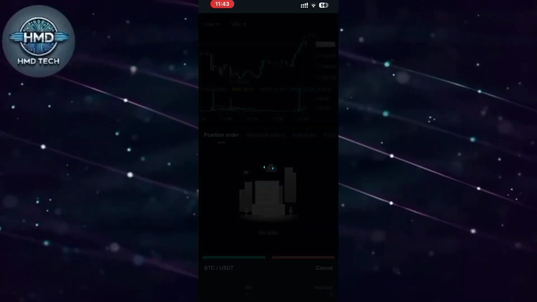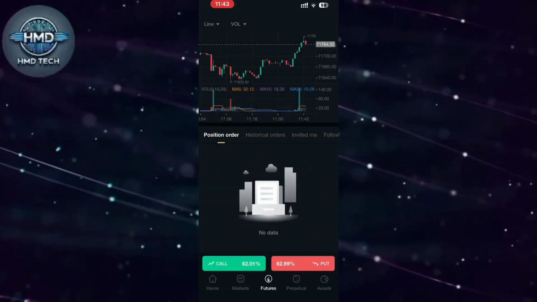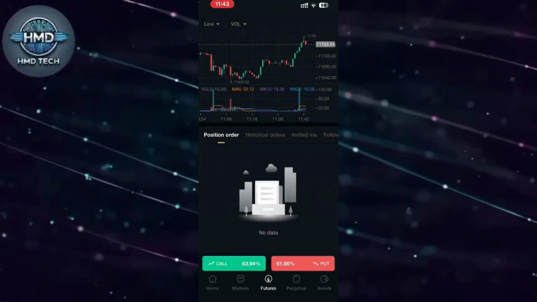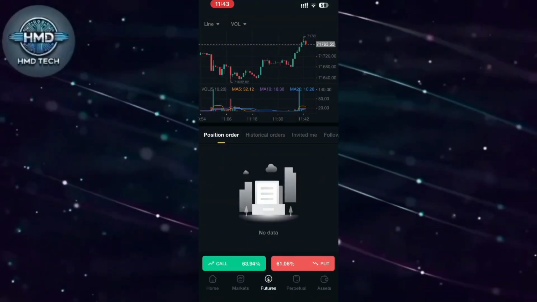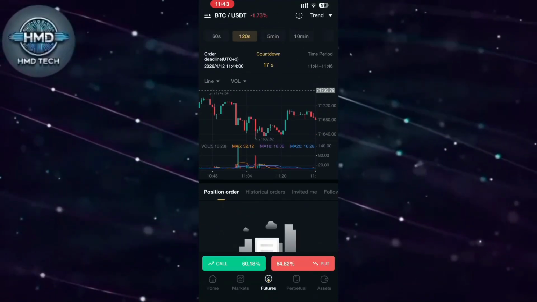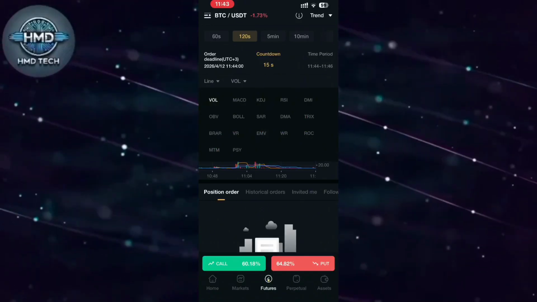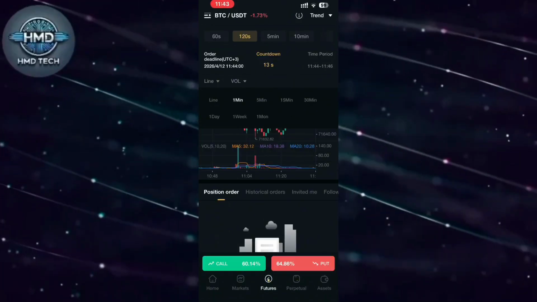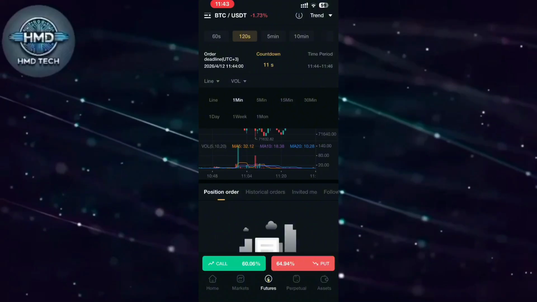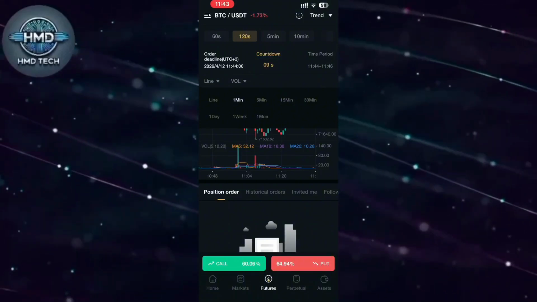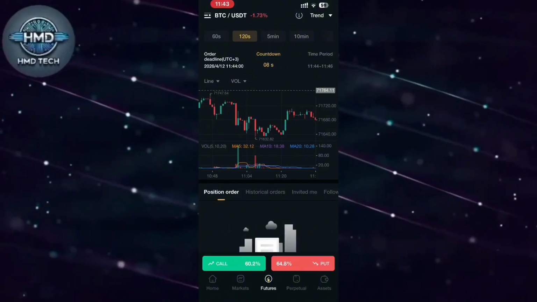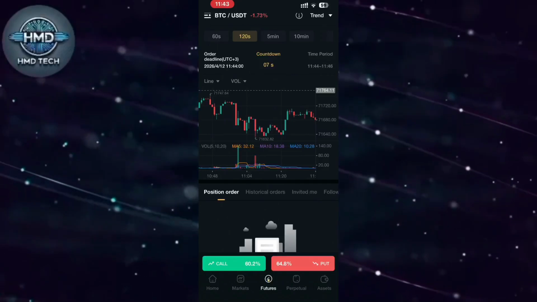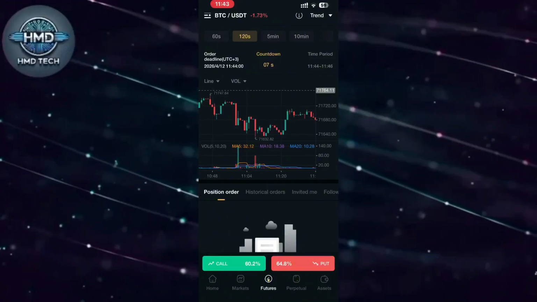At last you'll see call labeled in green and put labeled in red. Call means you think the price will go up. Put means you think price will go down. Choose how much you want to trade. This is your risk per trade. Then tap Call or Put. What happens next? Trade starts immediately, timer counts down, and result depends on price direction. That's a complete futures trade.